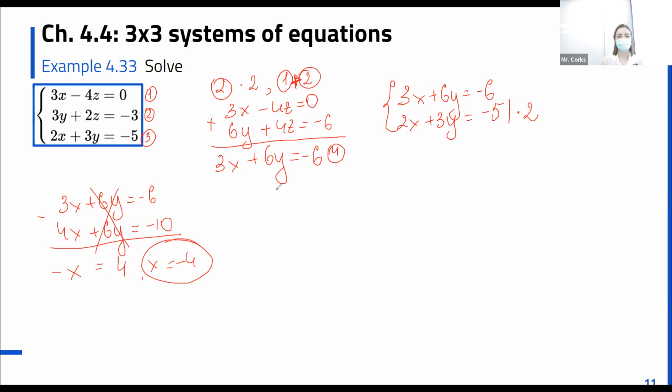Then we can use our first equation. Oh, let's use the third one. 2x plus 3y equals minus 5. And input x there. So we have minus 8 plus 3y equals minus 5. 3y equals 3. So y equals 1.